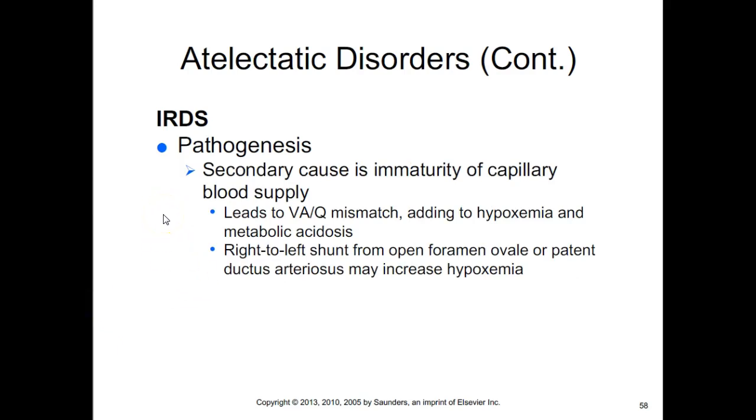All right, so the secondary cause is immaturity of the capillary blood supply, right? So that leads to a ventilation perfusion mismatch, right, with metabolic acidosis and hypoxemia. So you might see the right to left shunt also be from an open foramen ovale or a patent ductus arteriosus. So remember, you're going to have a right to left shunt, from the right side of the heart to the left side of the heart.